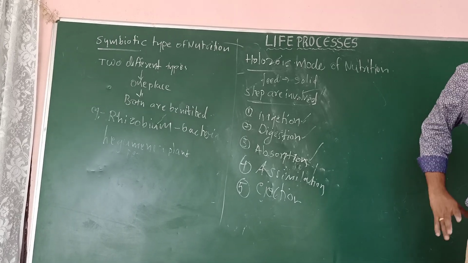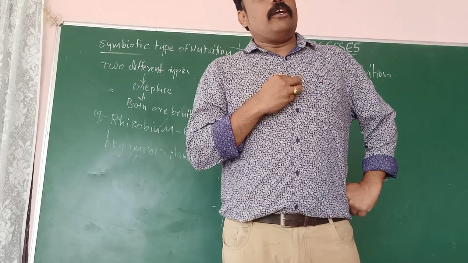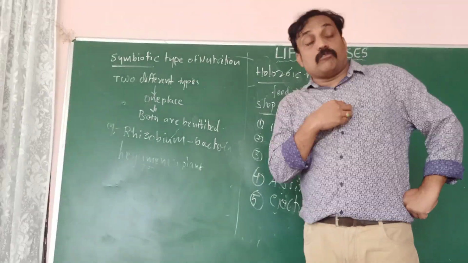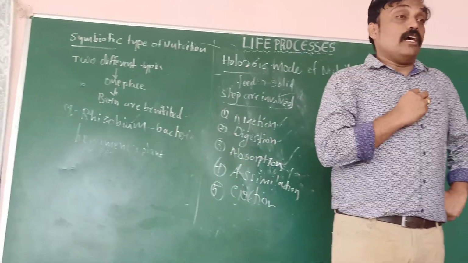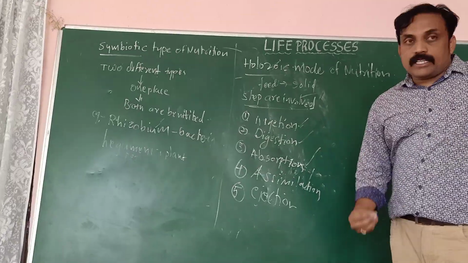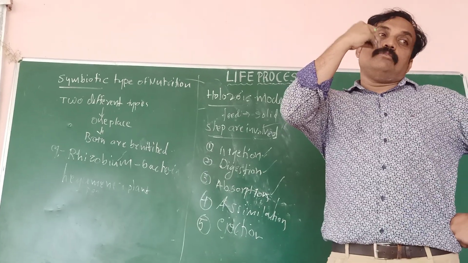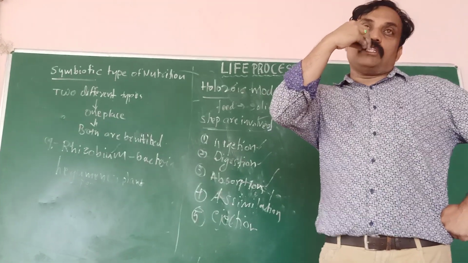Sir, you have to give one example. Anybody is asking for an example? Okay, myself, I am taking the example. In holozoic mode of nutrition, examples are human beings, vertebrates, and also amoeba. Amoeba is also an example of holozoic type of nutrition. For example, I am taking food with my mouth.